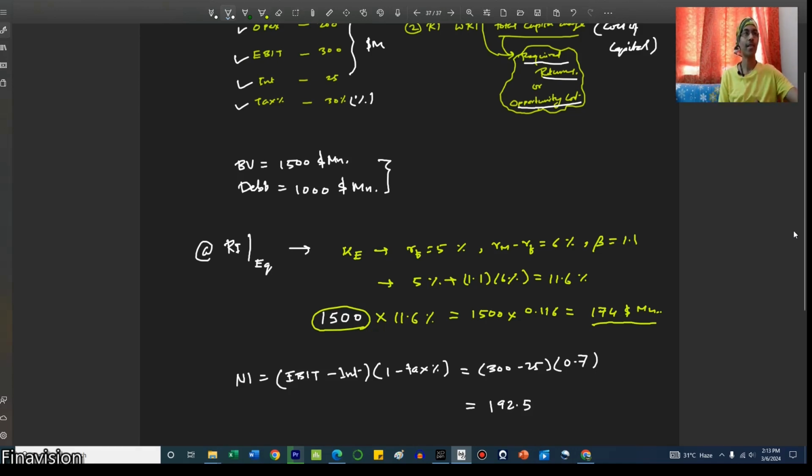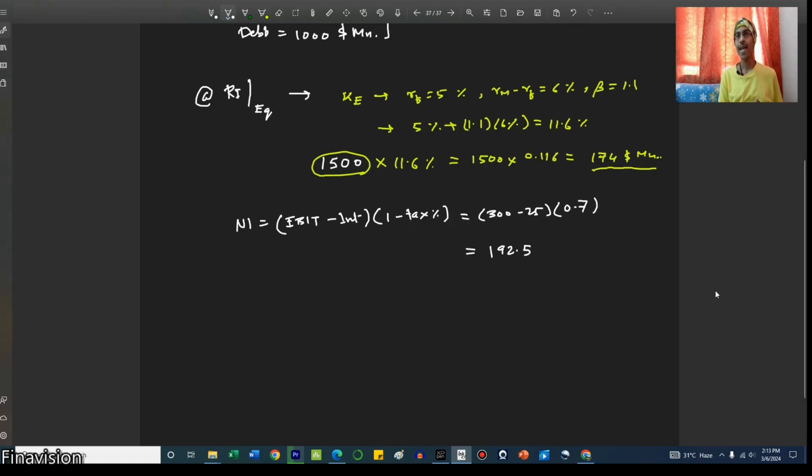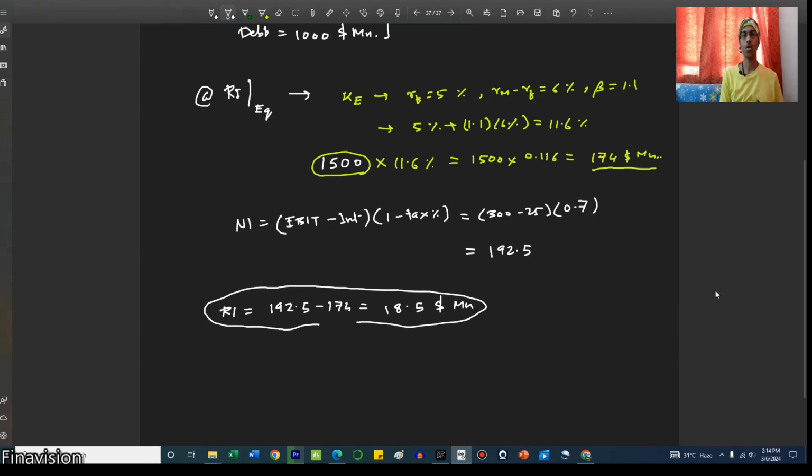Now if we have to calculate the residual income, by definition it is the excess income over the opportunity cost, right? That is equal to 192.5 minus 174, which is equal to 18.5 million dollars. This is our residual income with respect to equity, or cost of equity.